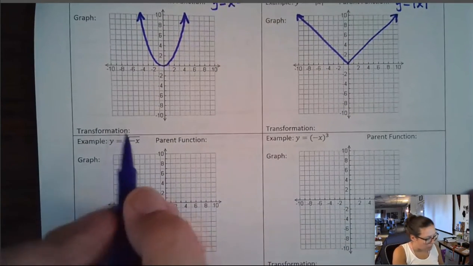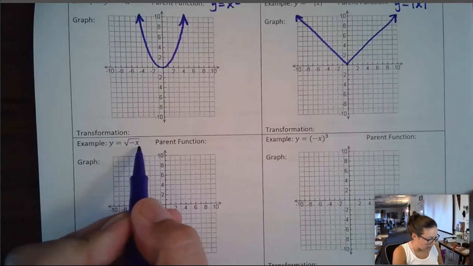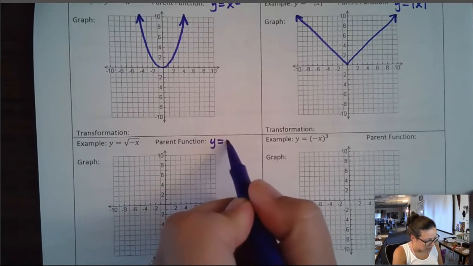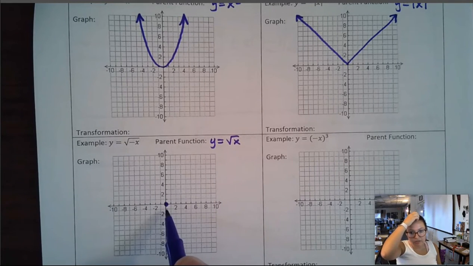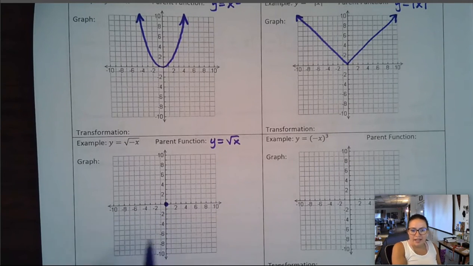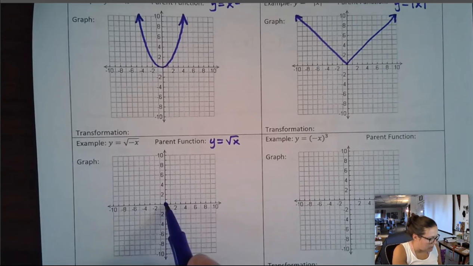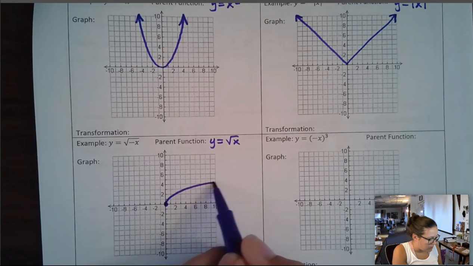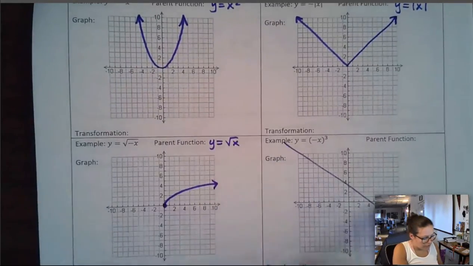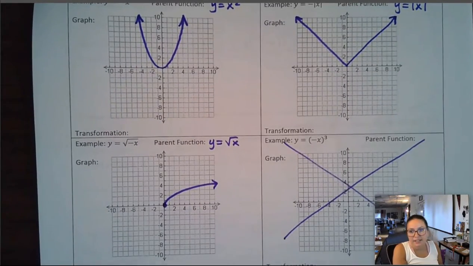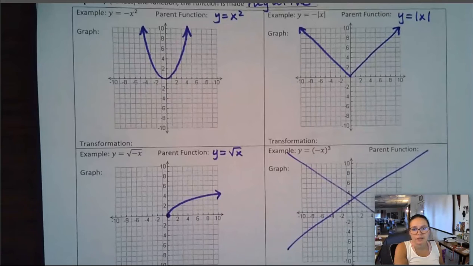Okay, next one, y equals square root of negative x. That's our square root function. Here we start at 0, 0. And we don't go into the negatives, remember, because we can't take the square root of a negative number. If we do, it becomes imaginary. From here, we go up and to the right. And once again, I'm just going to have you cross that last example off. We're just going to do the first three.